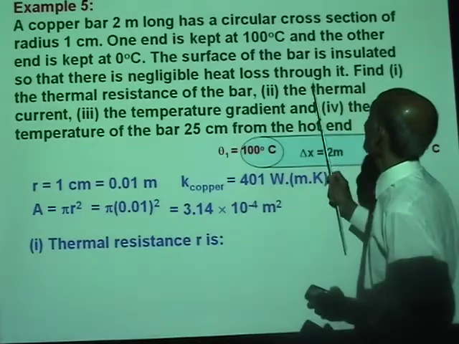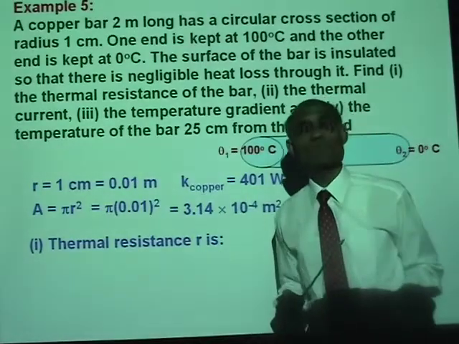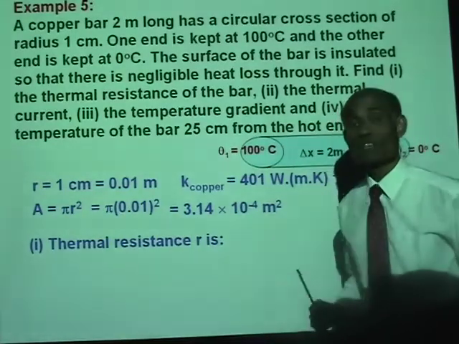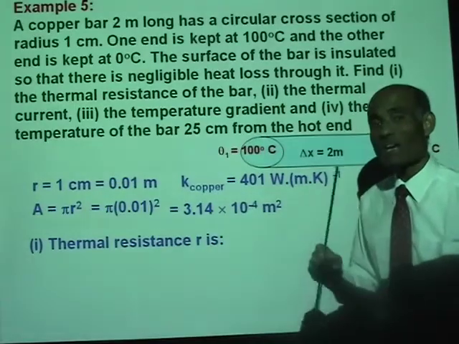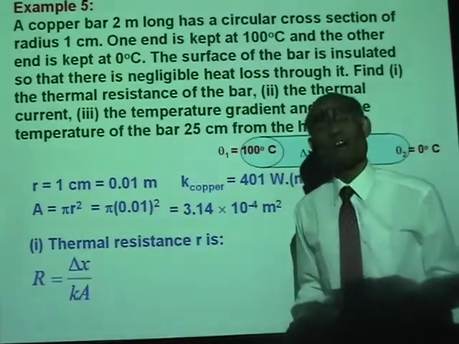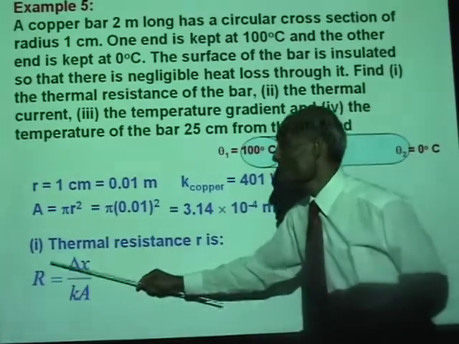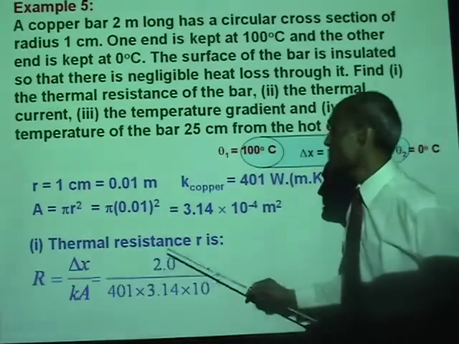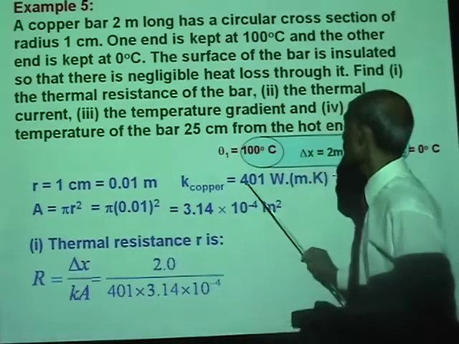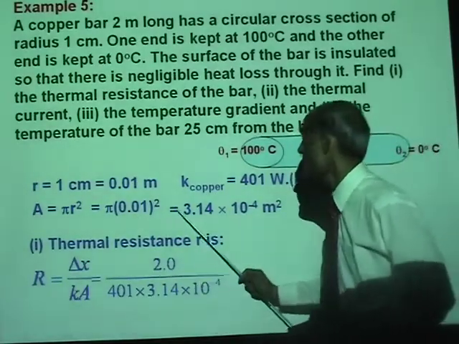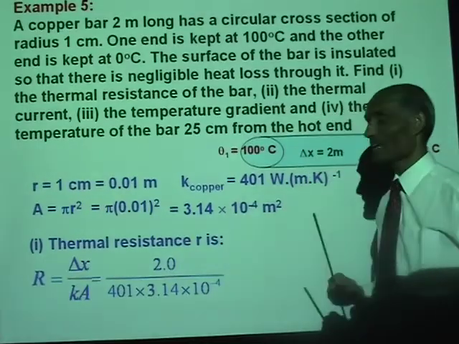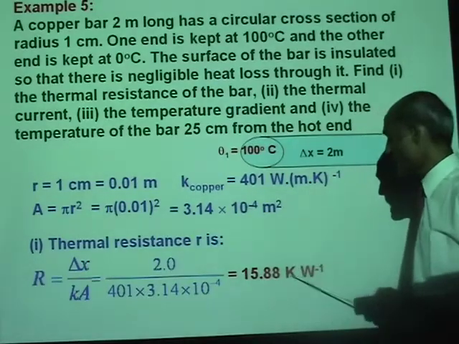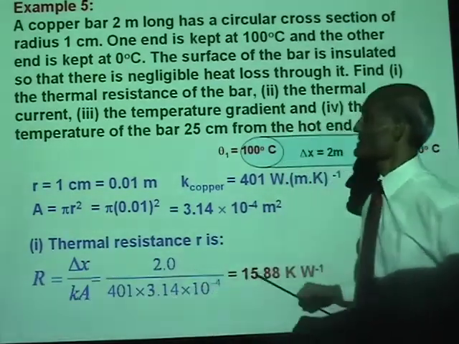Now, we first want to find the thermal resistance. Anybody tell me what's the equation for thermal resistance? Yes? Thermal resistance is delta X divided by Ka. Is that right? So R, the thermal resistance, is delta X divided by Ka. Delta X is 2 meter, K is 401, and A, the area of cross-section, is what we calculated. So what is R equal to? 15.88 Kelvin per watt is the thermal resistance.